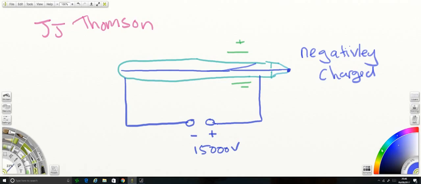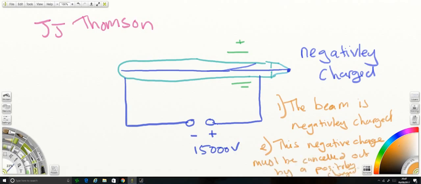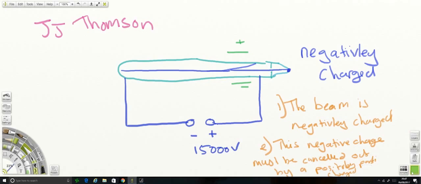So he concluded two things really. Conclusion number one is that the beam is negatively charged, and number two is that this negative charge must be a particle, not an ion. Particle. Right, so that's what he did, and so he proposed a specific model.